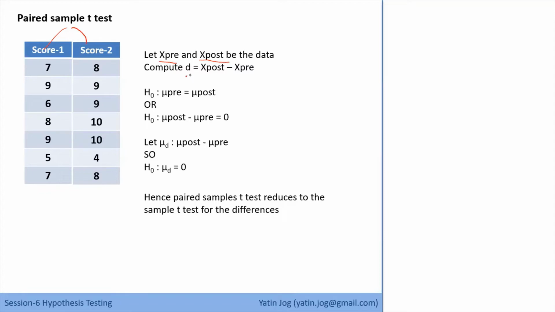So what we have to calculate is the difference. How to calculate the difference? Either X post minus X pre or X pre minus X post. It's your choice. But we'll compute the difference. In this problem also, I can calculate another column as D: 7 minus 8 comes as minus 1. 9 minus 9 comes as 0. 6 minus 9 comes as minus 3. 8 minus 10, minus 2. 9 minus 10, minus 1. 5 minus 4, 1. And 7 minus 8, minus 1. So this becomes my next column of differences.